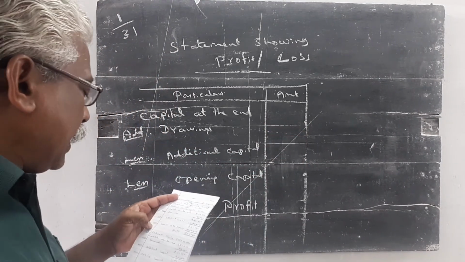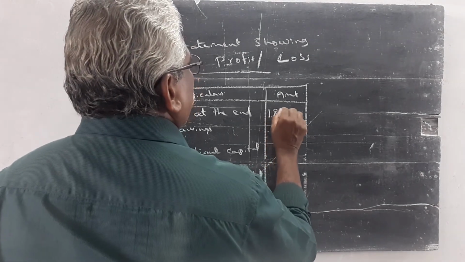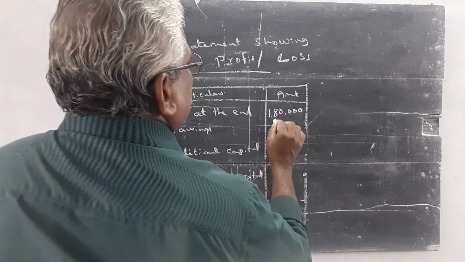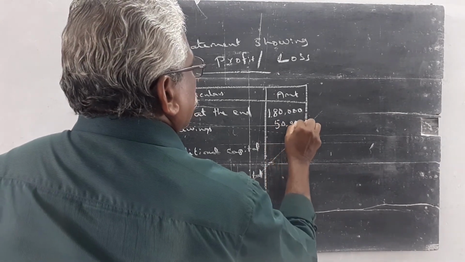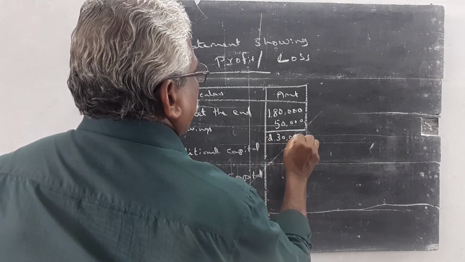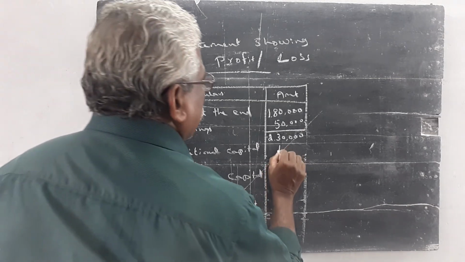Then capital at the end is given in the question, 1,80,000. Add drawings 50,000. So we get 2,30,000. Less additional capital 40,000.